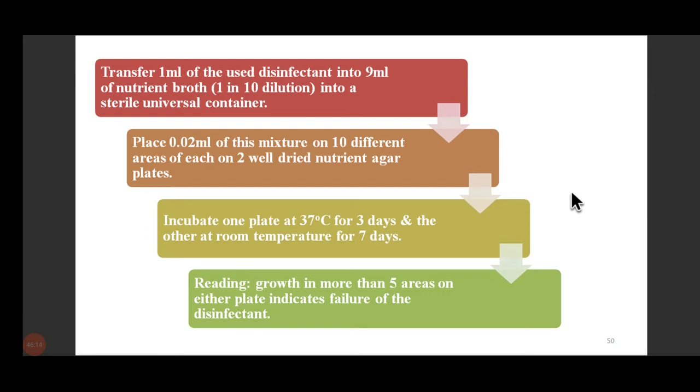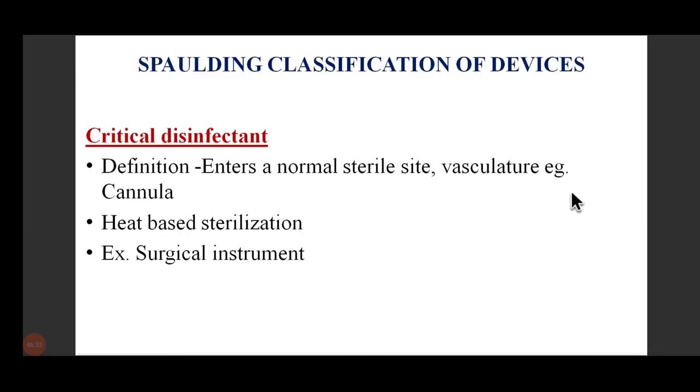Then you incubate one plate at 37 degrees for 7 days and the other at room temperature for 7 days. Then we read: if there is growth in more than 5 areas on either plate, it indicates failure of the disinfectant. So we are giving it two different temperatures and two different settings to cover all our bases, to evaluate whether our disinfectant is working properly or not.